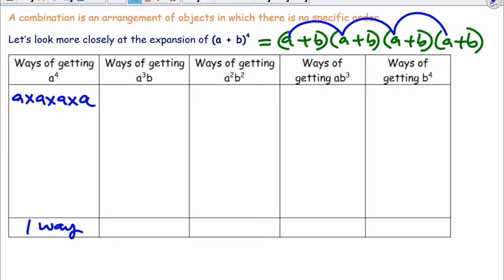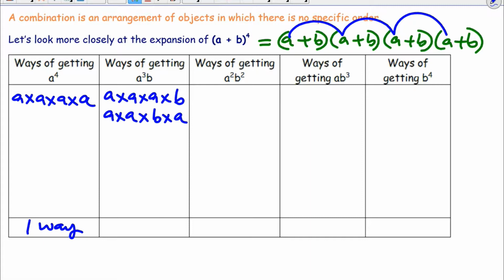How about if we want to find a^3 b? That will mean that we have to multiply a by a, and then by a in the third bracket, and then by b in the fourth bracket. So one way of getting a^3 b will be a multiplied by a multiplied by a multiplied by b. Another way could be a multiplied by a, and then multiplied by b multiplied by a. So in the third bracket, instead of multiplying by a, you multiply by b.